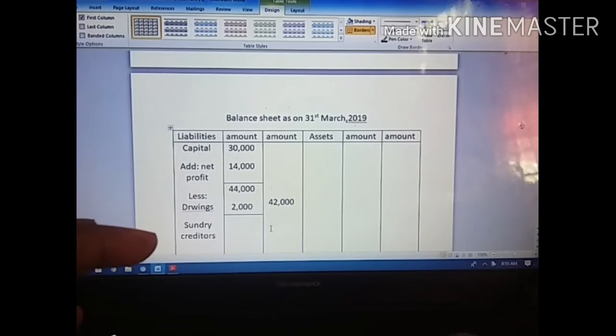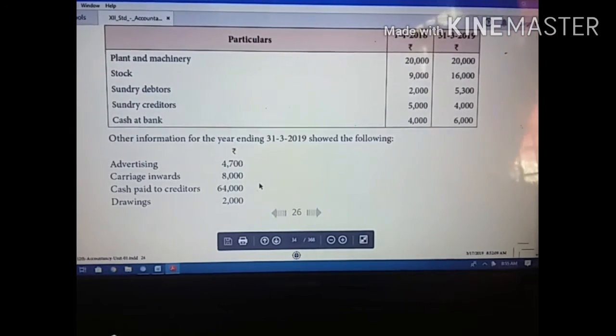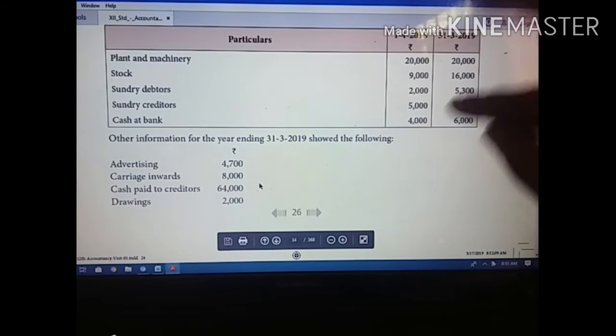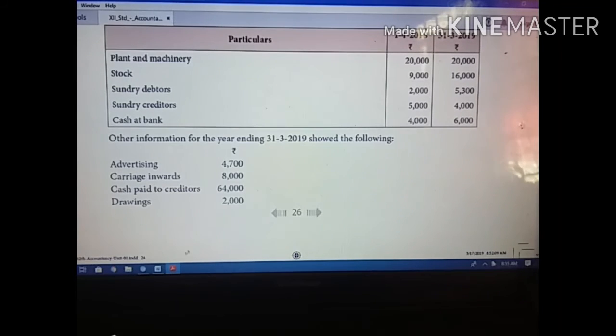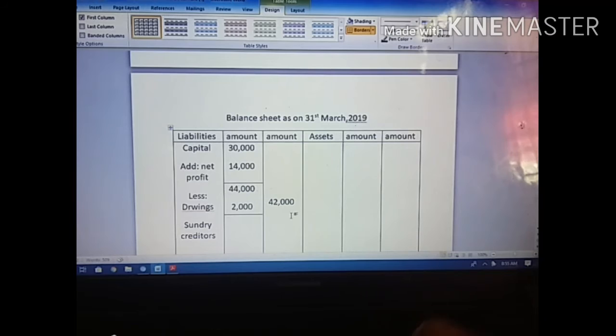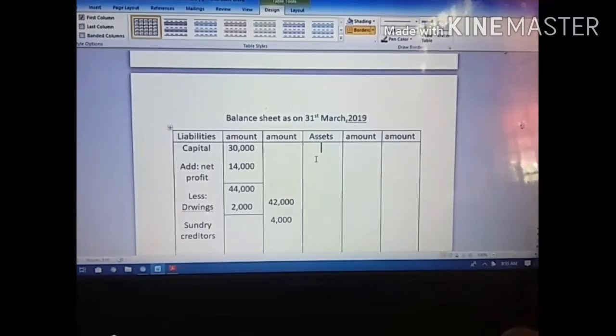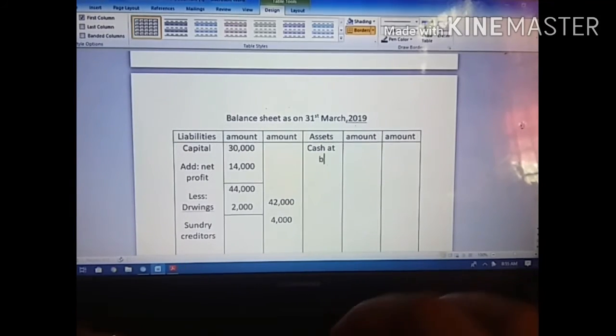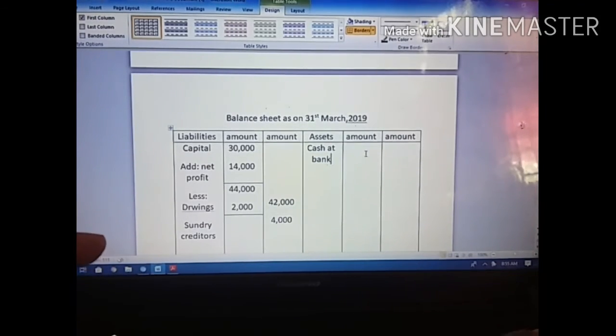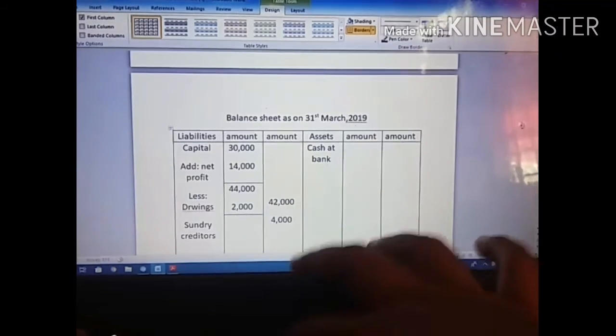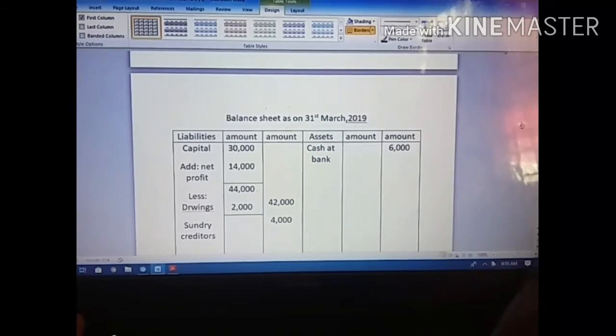So sundry creditors closing balance I already told you. Whenever you have to prepare a balance sheet you have to take the closing information. So closing creditor 4,000 is given. So I have to write 4,000 here. Next we are going to put the asset side. So cash at bank. Cash at bank closing only, how to show. So 6,000 cash at bank.